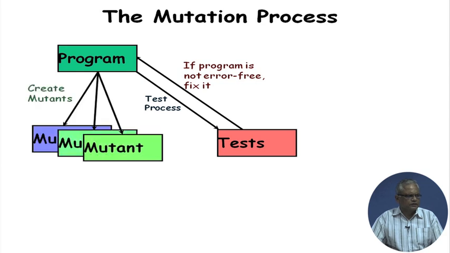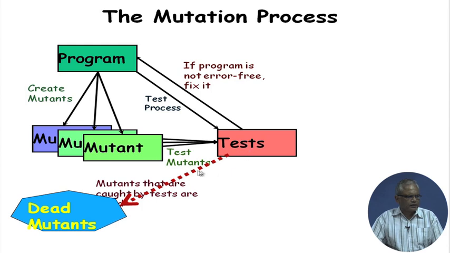And then we start the mutation testing process. So, generate a large number of mutants and then using our test cases we test the mutants. If some test cases fail for a mutated program then we say that the mutant is dead. Our test cases that we designed are good enough. But if our test cases pass, then we say that the mutant is alive.